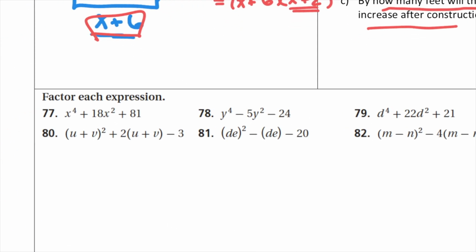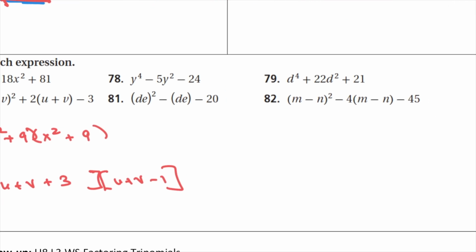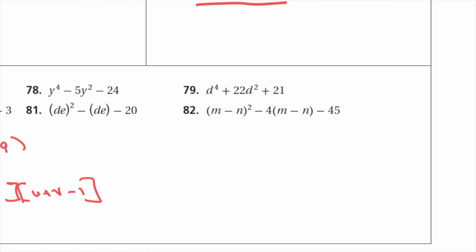Okay, so for this last set of problems, number 77, you should begin with x squared, 81 is 9 times 9. And you're left with x squared plus 9 times x squared minus 9. Now if you were to try question number 80, let's look at that one. You have your u plus v and your u plus v. The factors of 3 are 1 and 3, so it's going to be plus 3 and minus 1. And those factor very nicely. All right, give some more of these a good try.